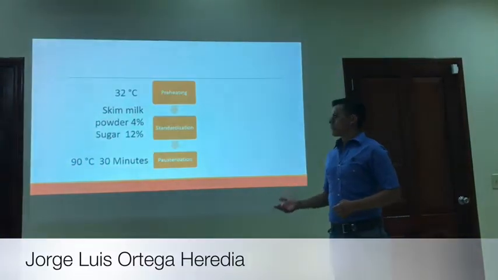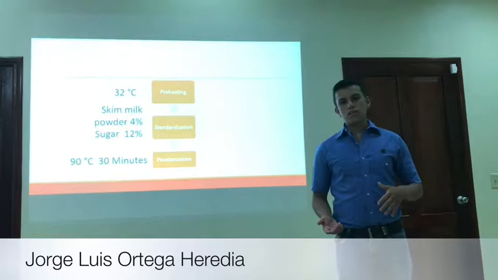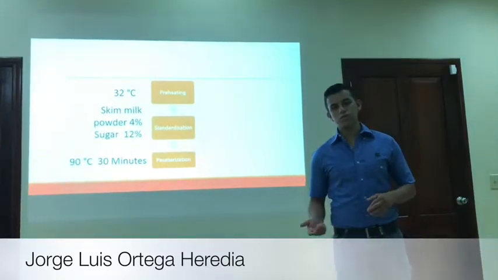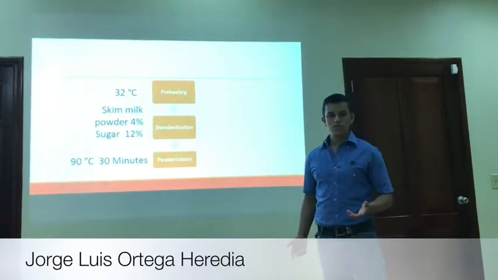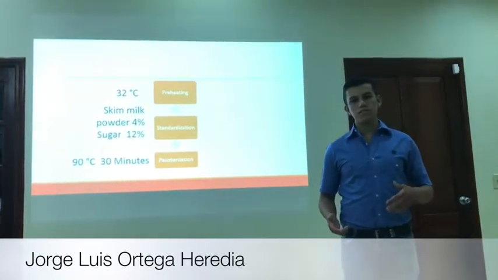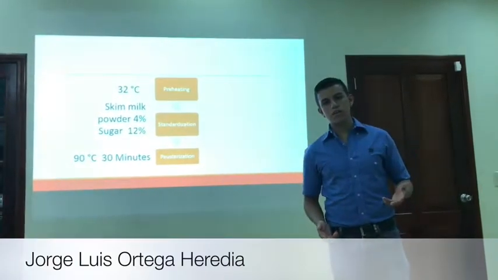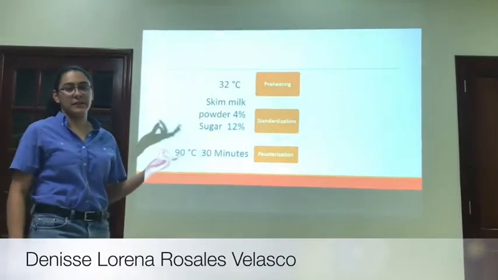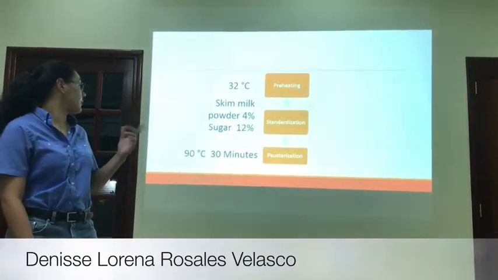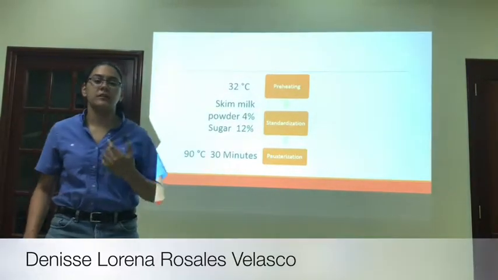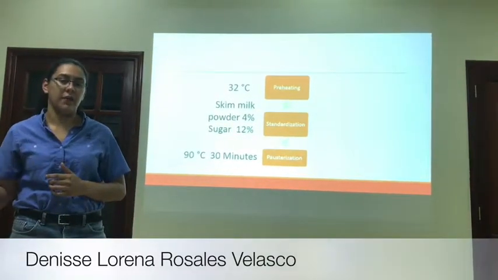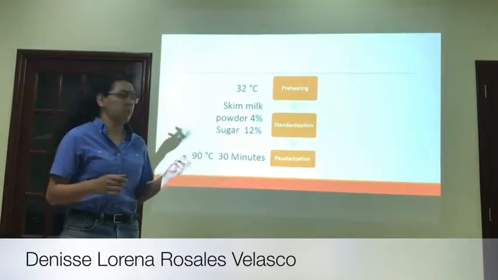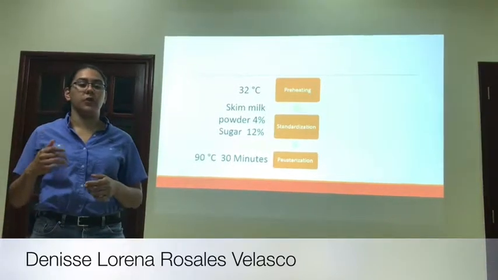Number four, preheating. In this stage the temperature of the milk rises to 32 Celsius degrees. This helps to dissolve the inputs, skim milk powder and refined sugar, and avoid clumping. The next step is the standardization of milk. This point is related to the previous one, since here the total solids are increased to a level of 14 to 15% by adding 4% of skim milk powder and refined sugar by 12%.